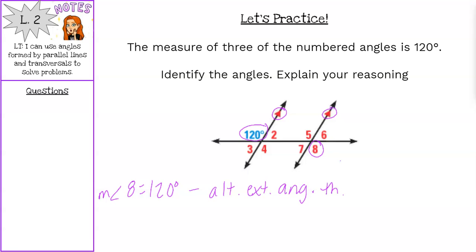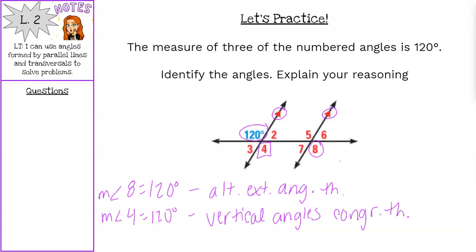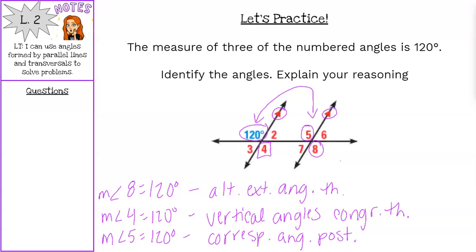I can also say that angle 4 is 120 degrees because vertical angles. Vertical angles congruence theorem. And then we can also say that the measure of angle 5 is 120 because they are in the same position, which makes them corresponding angles. So the measure of angle 5 is also equal to 120 degrees by the corresponding angles. And we need to remember that that one is a postulate, not a theorem.